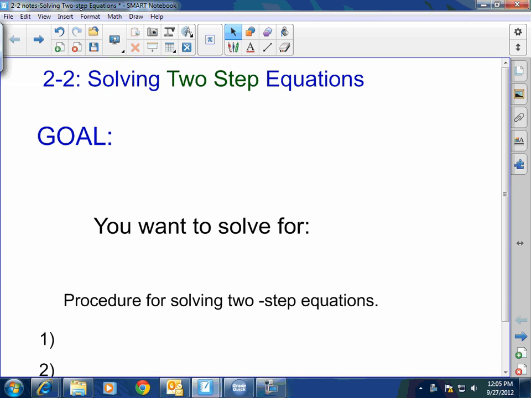Okay, guys, welcome back to Mr. Morrow's Algebra 1 class. Today we're going to continue in Chapter 2, and we're going to be solving two-step equations. Okay? Yesterday we learned how to solve one-step equations. Today we're going to be talking about how to solve two-step equations.